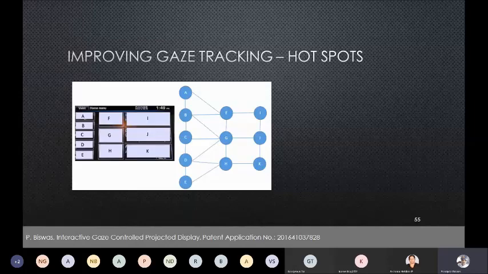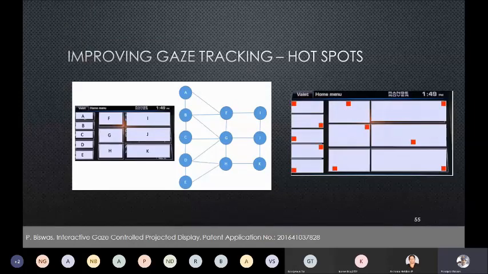And then we proposed a technology. So this is our contribution, that we put these red dots on these buttons. Why? Because this red dot has very high contrast.